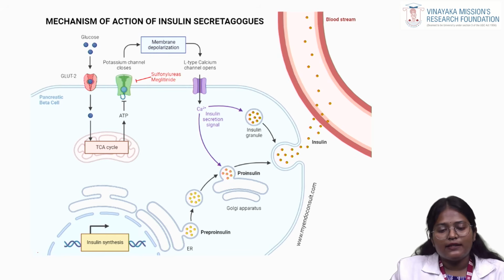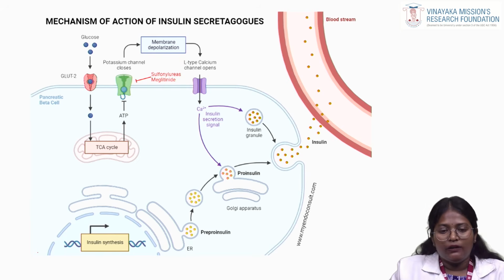There are 3 receptors on these cells. One is GLUT2, that is glucose transporter 2. Near to that, the green color receptor is called the potassium channel, or we can call it the ATP sensitive potassium channel. What is the sensitivity? When ATP is produced, the channel will be closed, therefore it is named the ATP sensitive potassium channel. Next another channel is there, that is the L-type calcium channel. So these 3 channels are present in the membrane of beta pancreatic cells.